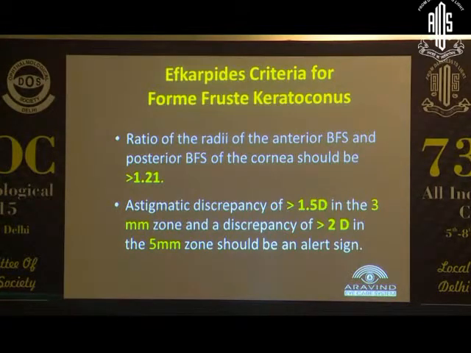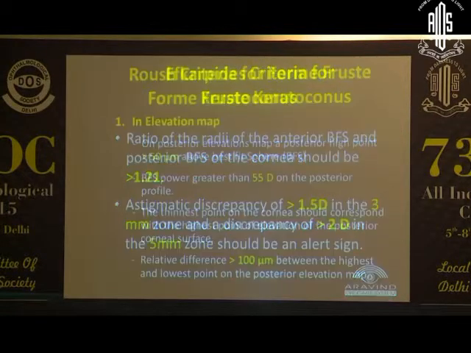There are a few criteria that different people have given us. This is like PD's criteria for forme fruste keratoconus, or subclinical keratoconus. In the last map I showed you, if the anterior to posterior BFS ratio is greater than 1.21, it is suspicious of subclinical or forme fruste keratoconus. An astigmatic discrepancy of more than 1.5 diopters at the 3 mm zone and more than 2 diopters at the 5 mm zone is also an alert sign.